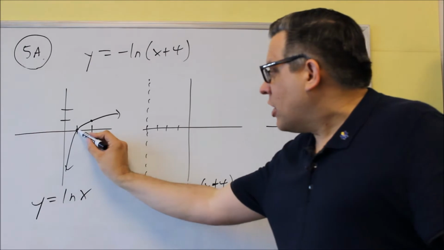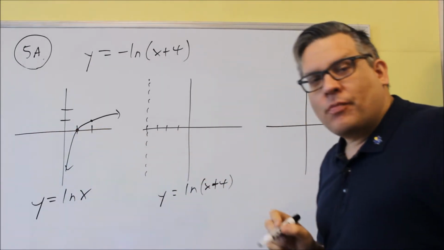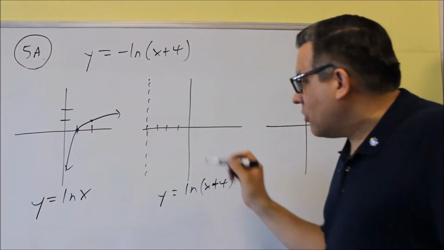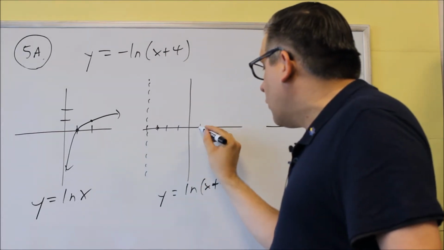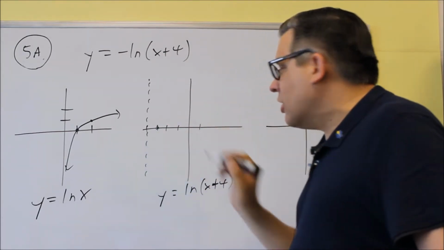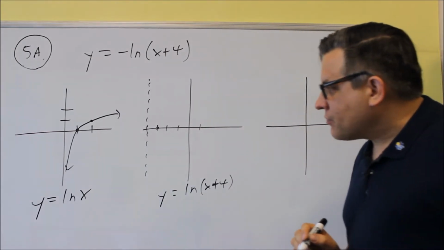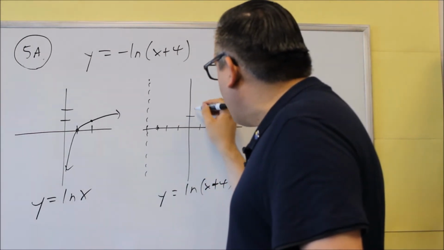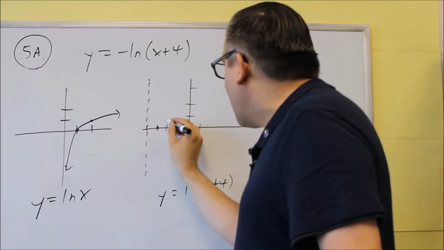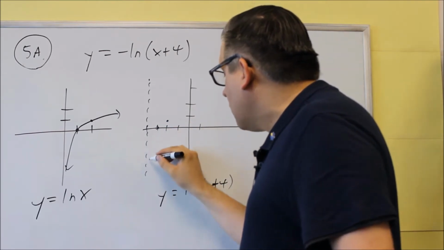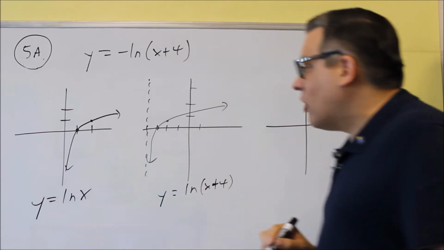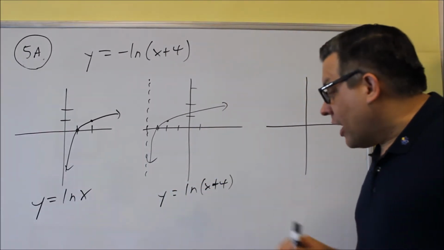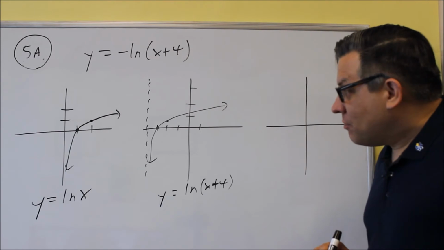Now this point right here also moves 4 places to the left. It was at positive 1, we go 4 that way, and it ends up here. And then if we shift the other reference point we have, that's going to be somewhere about right here, which means that the graph is going to do something like that. So that would be what the ln of x plus 4 graph looks like.